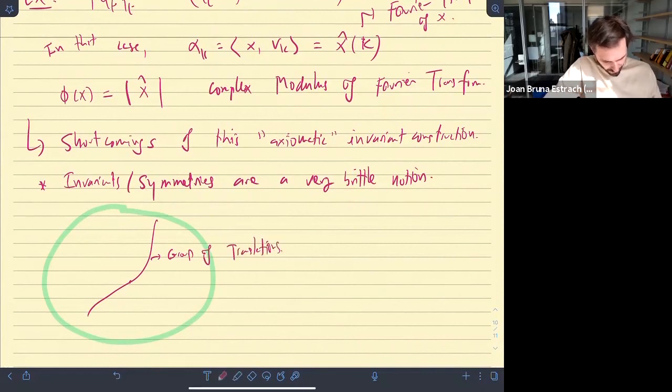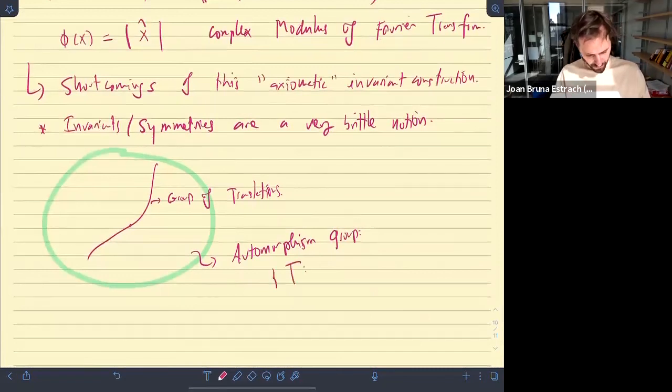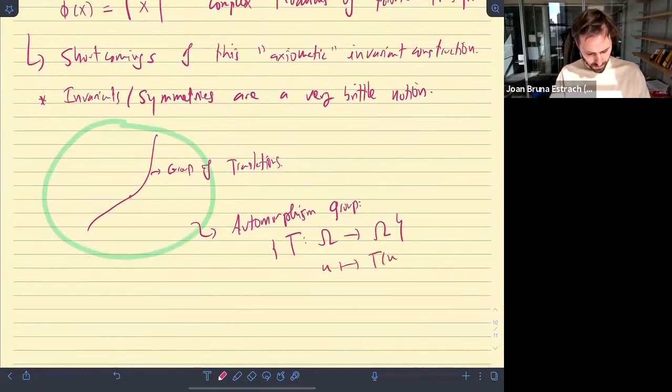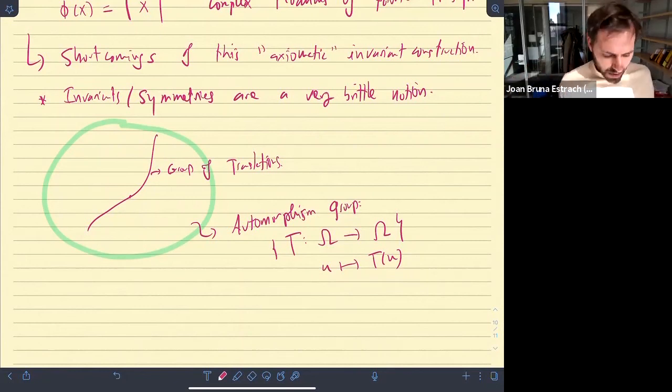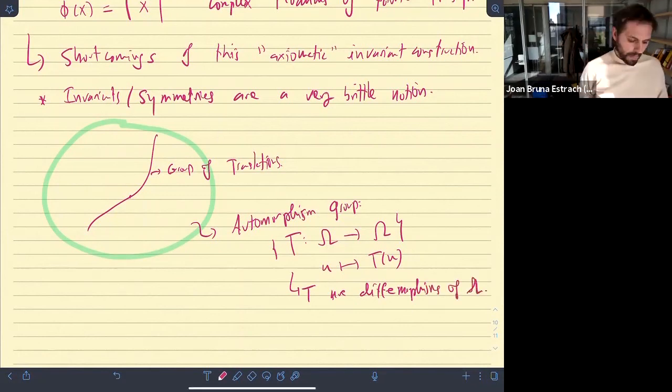And in fact, this group of translations is a subgroup of something much larger, called the automorphism group. Basically, these are all the possible transformations I can make from the domain, in this case the grid, to the grid. I can map any pixel to any other pixel. Before, remember that we described rigid motion, where the mapping was affine, just 6 parameters defining this T of U. But if you make any possible invertible transformation, that's what's called a diffeomorphism. So the group of possible diffeomorphisms is much, much, much larger than the group of translations.